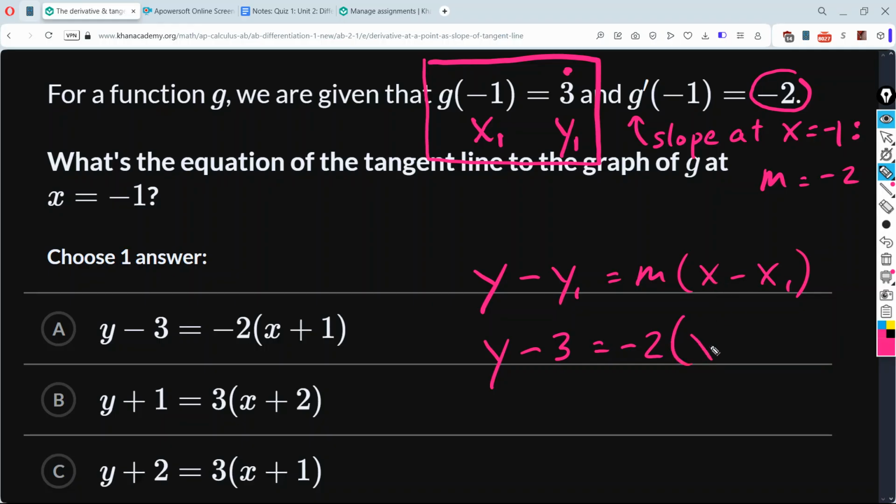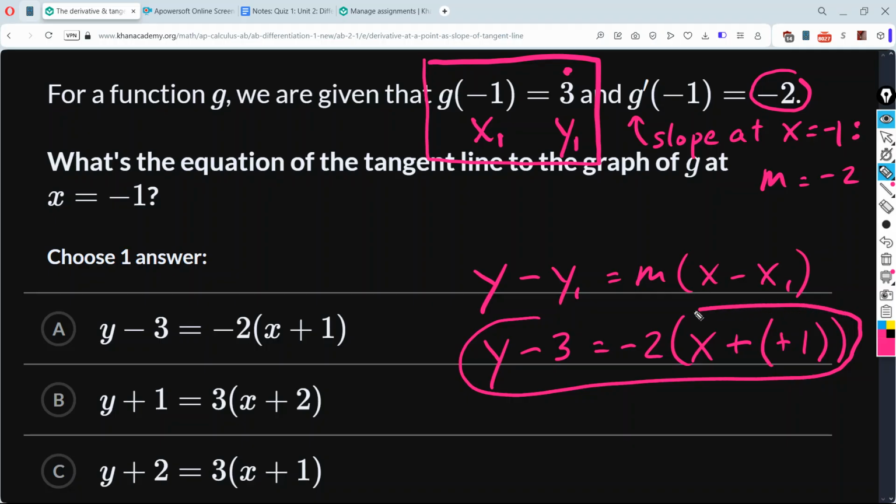times x minus x1. What is x1? Well, x1 is -1. So it's x minus -1. Okay, I just subbed in -1 in place of x1 because that's what they gave us. Two negatives in a row make it positive, and that's it right there. y minus 3 equals -2 times x plus 1, and clearly that is answer A.